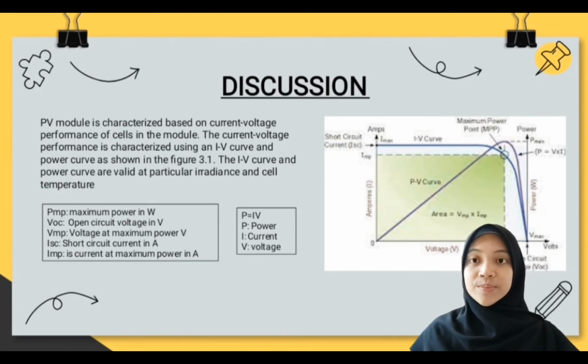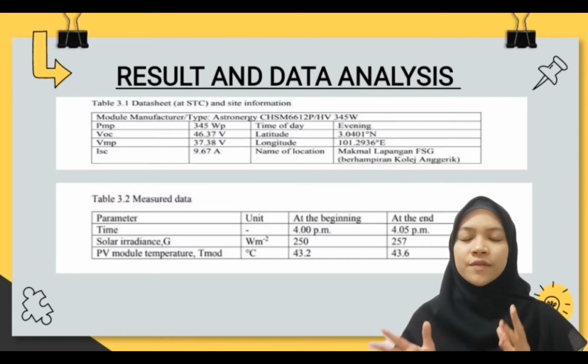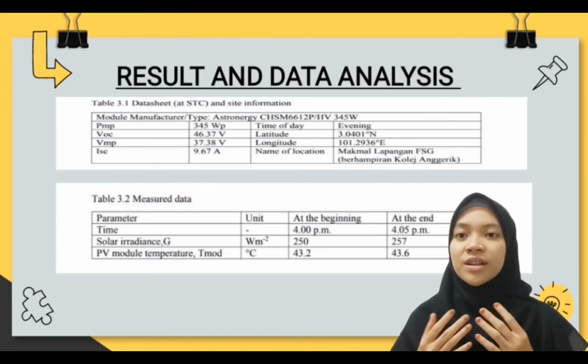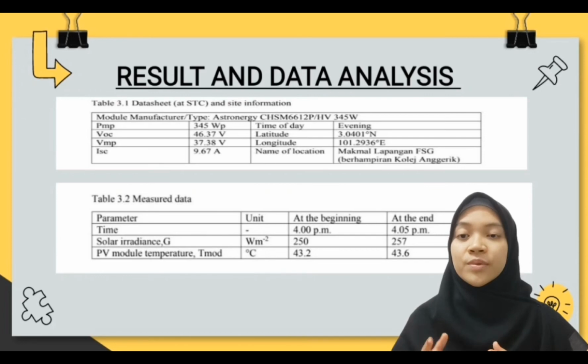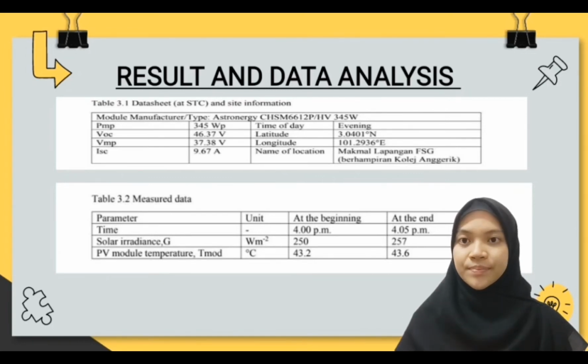The module output parameters such as current and voltage were specified by the raw data, while the module power was calculated by using the given formula, that is P equals IV. Over the course of the trial, the solar irradiance will increase from 250 watts per meter squared to 257 watts per meter squared. As a result, the current should rise, while the voltage should rise slightly as well.